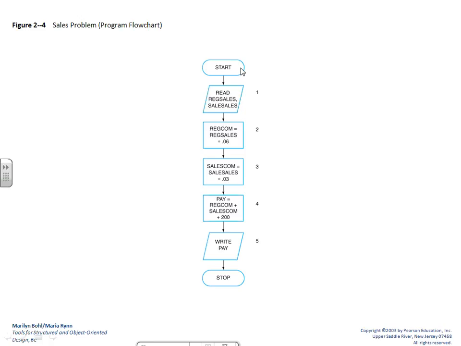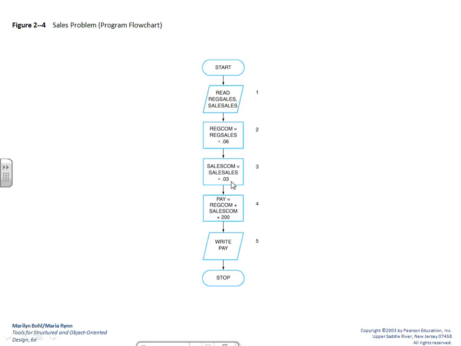Again, we're going to start the program. On the first step, we're going to read the amount of sales, two values here. On the second step, we're going to calculate commission for regular sales. On step 3, we're going to calculate the commission for the discounted items. As you see, there are different commissions. Commission for regular sales is 6%, and commission for discounted items is 3%.